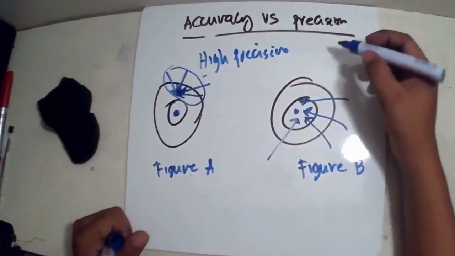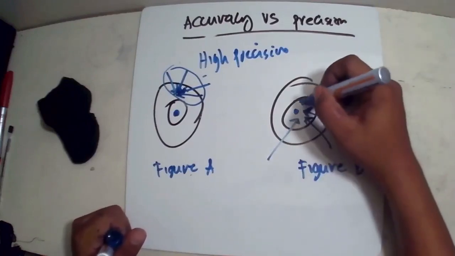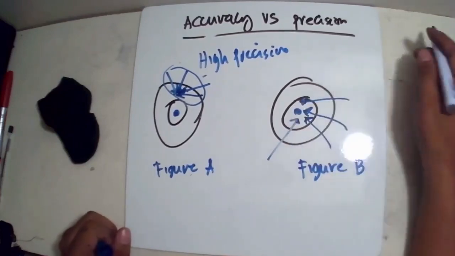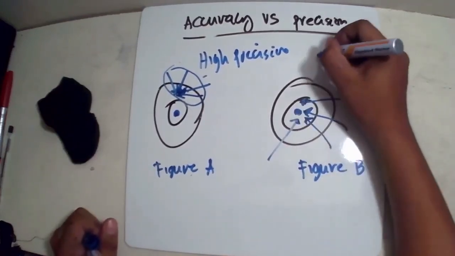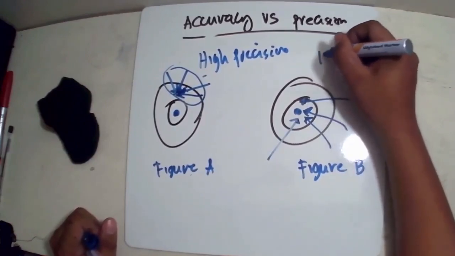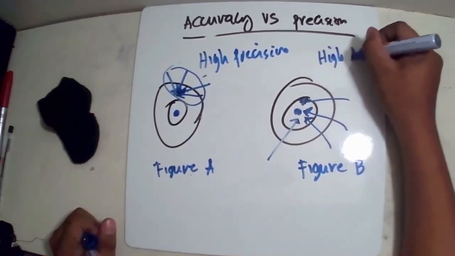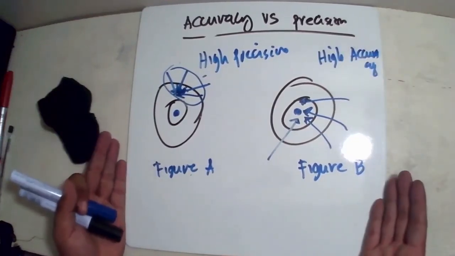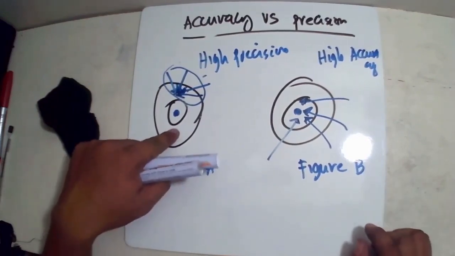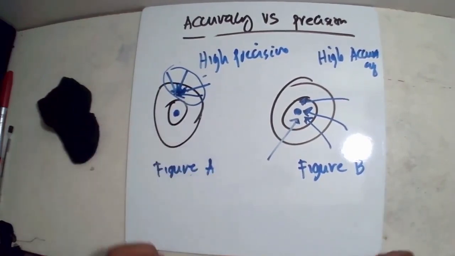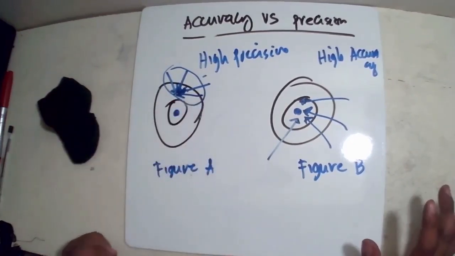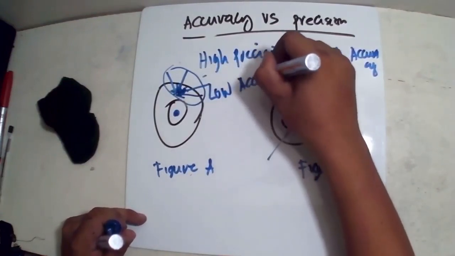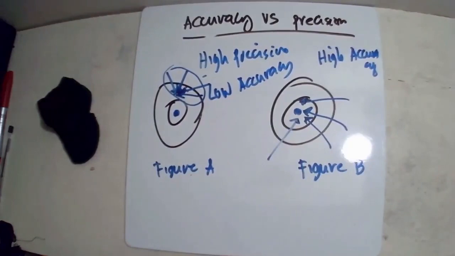In terms of figure B, although they are very much separated, they hit the bullseye of the target board. So we can say that figure B has high accuracy. In terms of accuracy in figure A, since they didn't hit the bullseye target, this is low accuracy. Obviously, because they didn't hit the bullseye target.